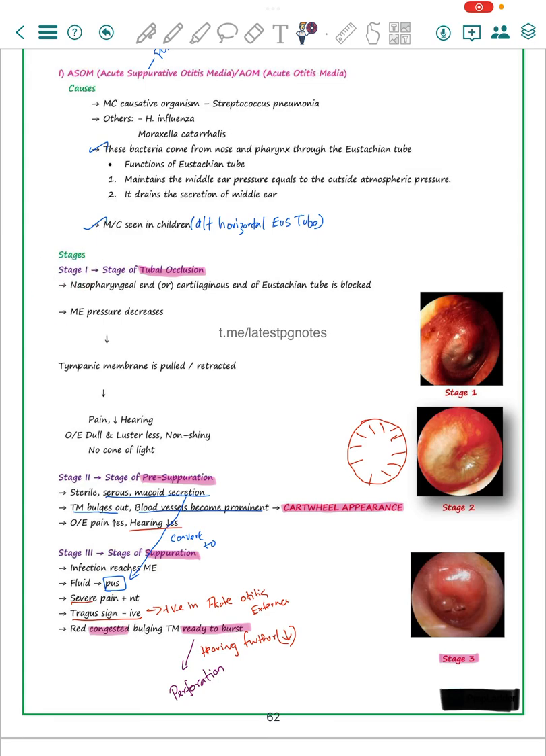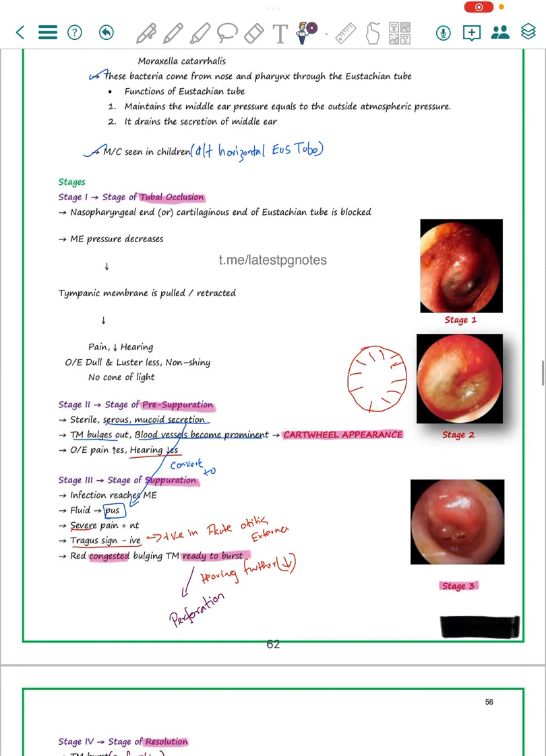First, stage 1 is the stage of tubal occlusion. This happens when the nasopharyngeal end of the eustachian tube is blocked. That is the tube towards the nasopharynx. Due to this blockage, there will be negative pressure in the middle ear. This causes retraction or pulling of the tympanic membrane. Thus, when you see from outside, you can see that the tympanic membrane is retracted. This causes pain, and there will be a decrease in hearing due to this retracted tympanic membrane.